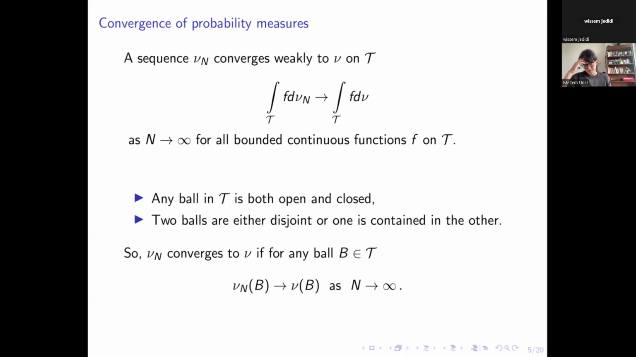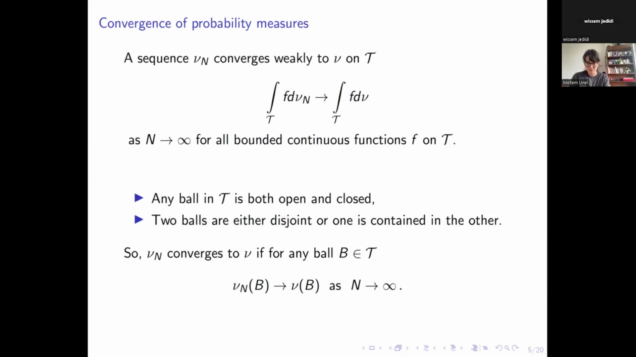May I ask a question? You said that any ball in T is both open and closed. Yes, it's a funny topology that makes the balls. It's because it comes from its discrete nature. Okay, thank you. So this is induced by the distance you just presented before, right? Yes.